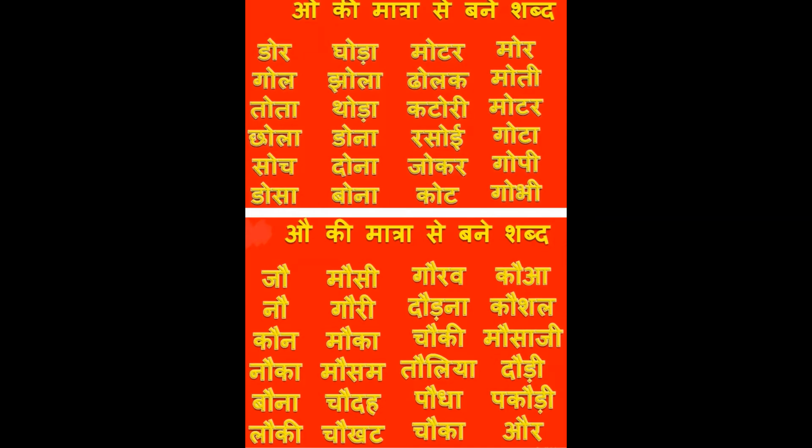And if you search for O matra words, you will get lots of words. You practice that. Once you are thorough with the O matra words, practice some 50 or 100 words like that. Now the AU matra words: cow, nauka, bauna, lauki, mausi.